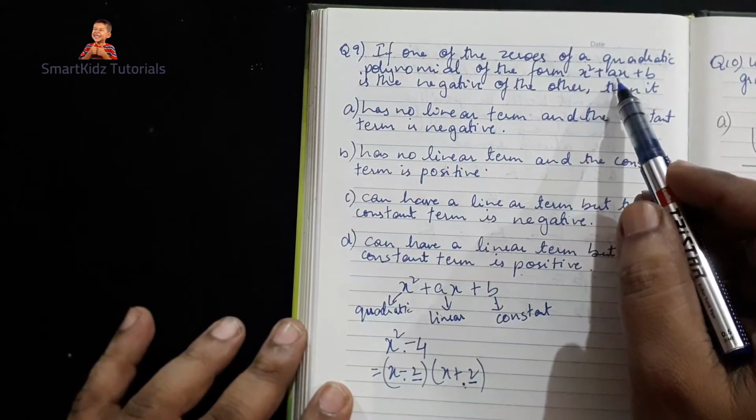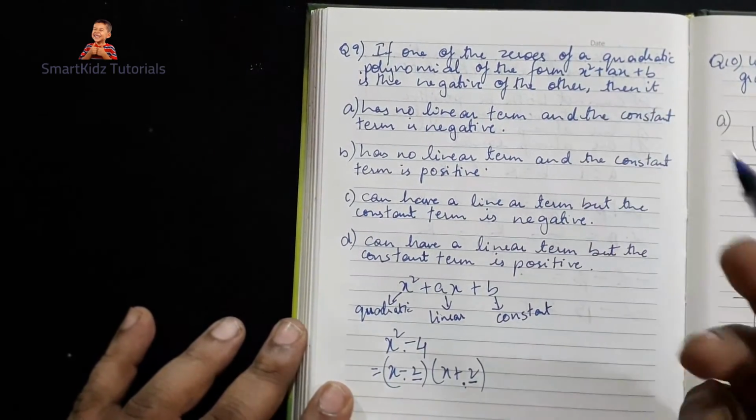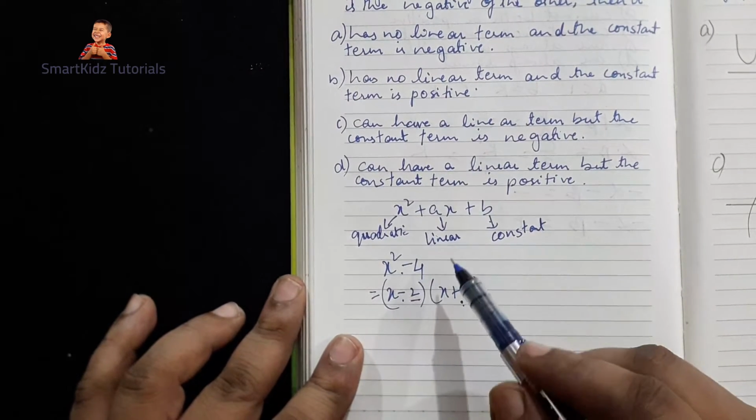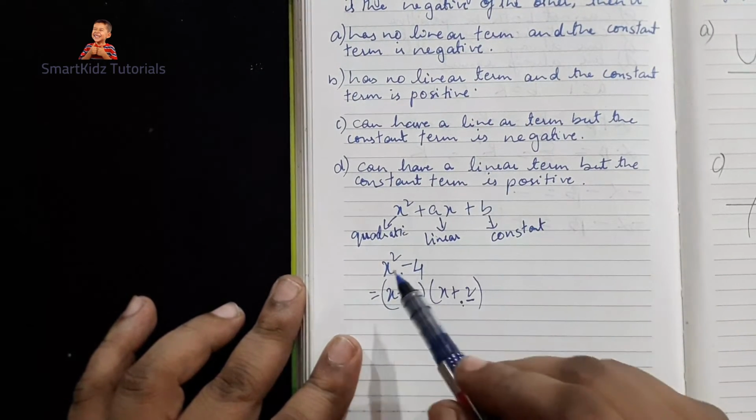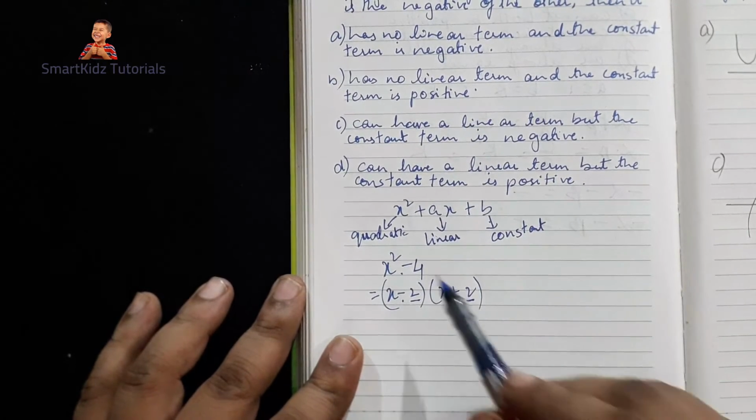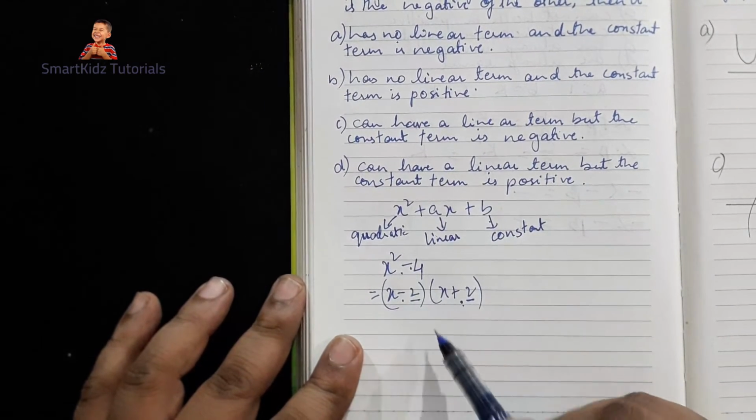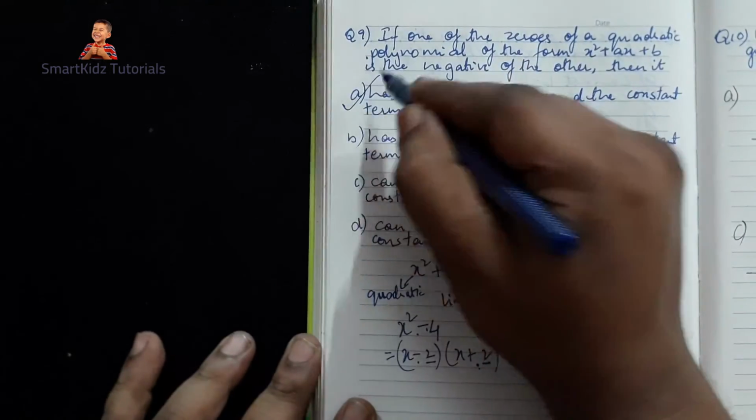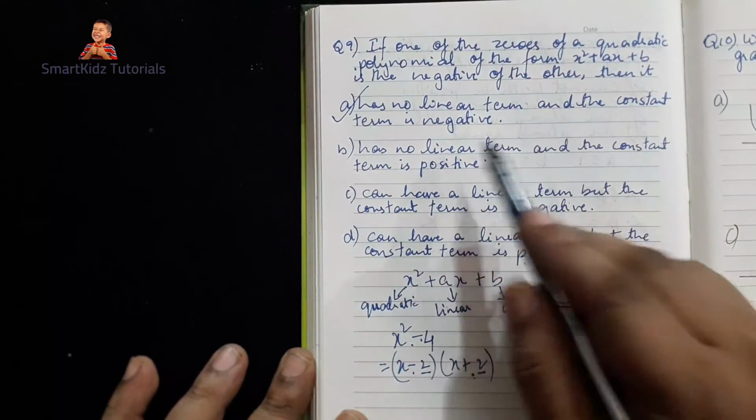If a is equal to 0, that means 0 into x will be 0, and there is no linear term. It clearly shows that only in such circumstances there is no linear term and the constant term has a negative sign. So remember, A is our correct choice: has no linear term and the constant term is negative.